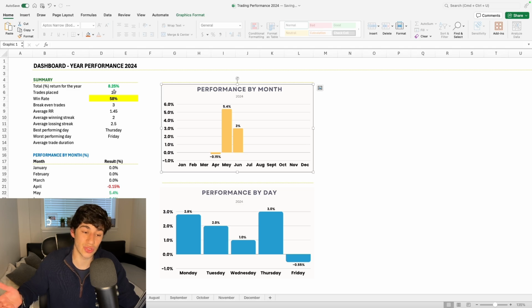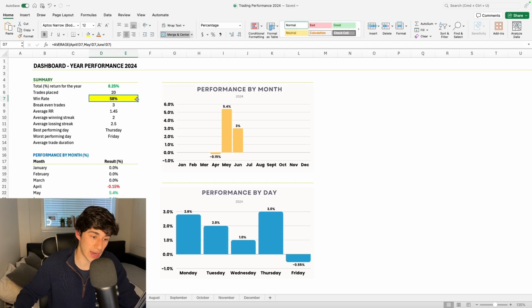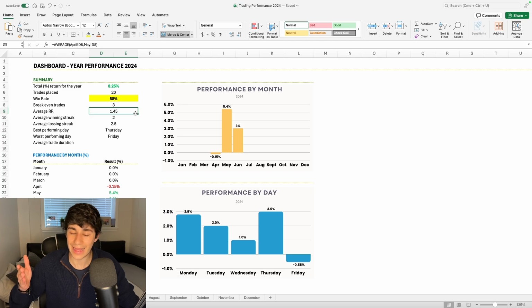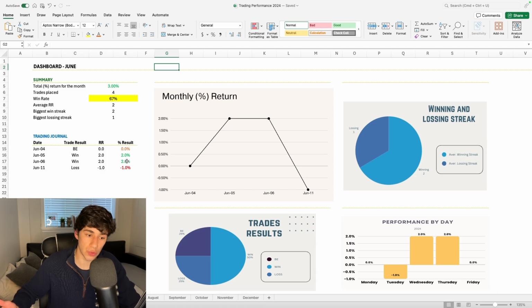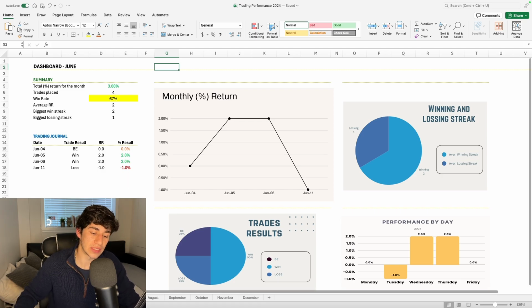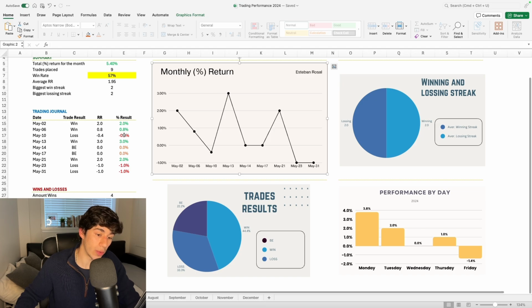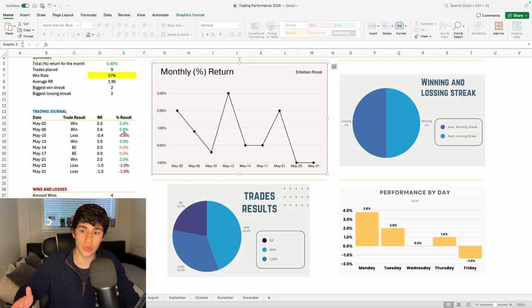I've taken 20 trades in total with a total win rate of 58%. Like I said, I'm not considering break even, so that's a clean win rate with 3 break even trades, with an average RR of 1.45. Considering that in June, most of my winning trades were 1 to 2, and same thing as in May, most of my winning trades were between 1 to 2, with one that was 1 to 3.